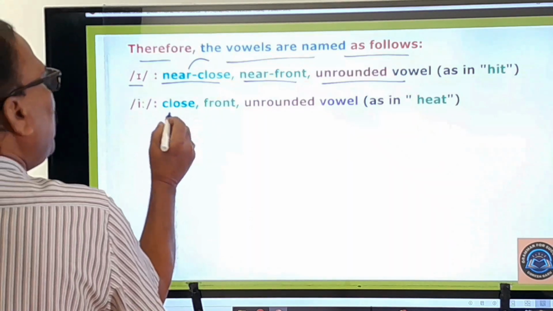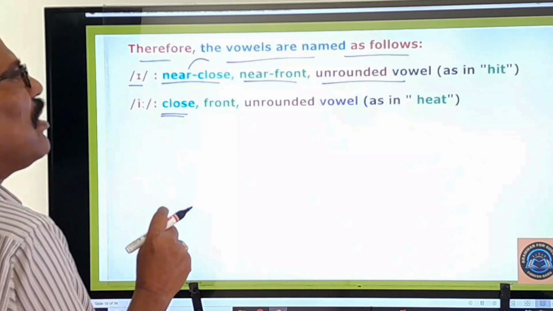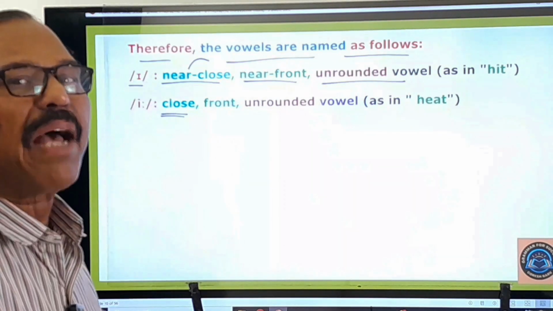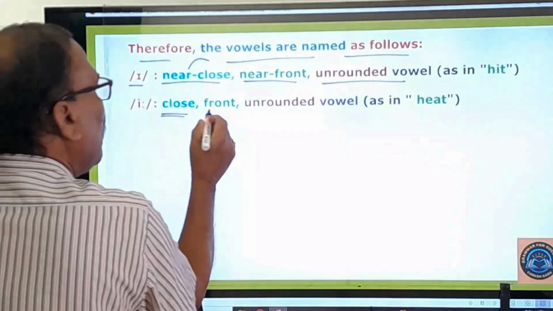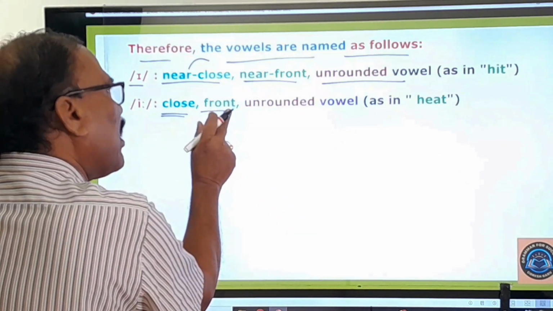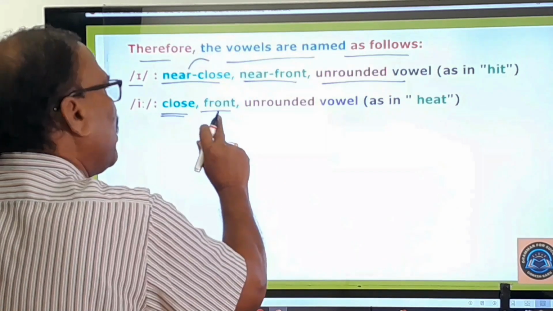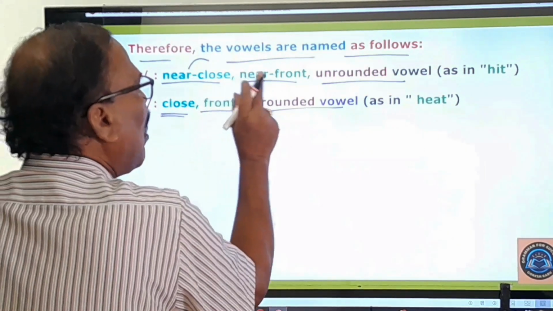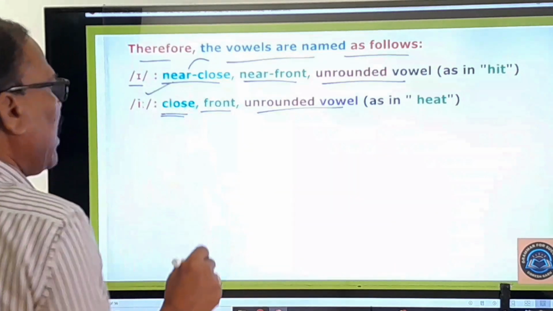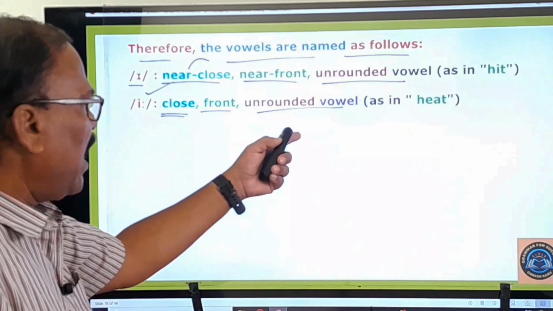E is there. E means the tongue is going up to the palate. It's not touching the palate, but the tongue is going to the palate, first point. And the tongue is moving forward. This is not near front, but completely front. And unrounded vowel. So, close, front, unrounded vowel. Therefore, this E is called by this name.